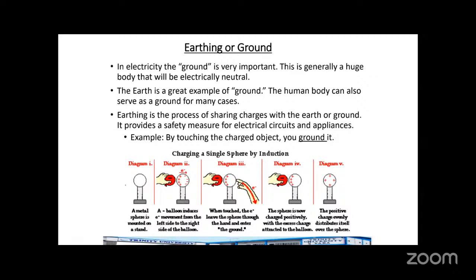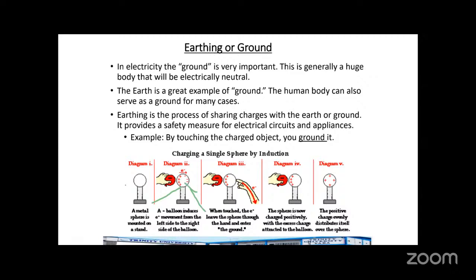So our body can also serve as earthing or ground. For instance, when we charge by induction, a negatively charged object is brought close to a neutral body. Now, when that happens, there will be polarization of charges. All the positive charges you see here, and the negative charges here.